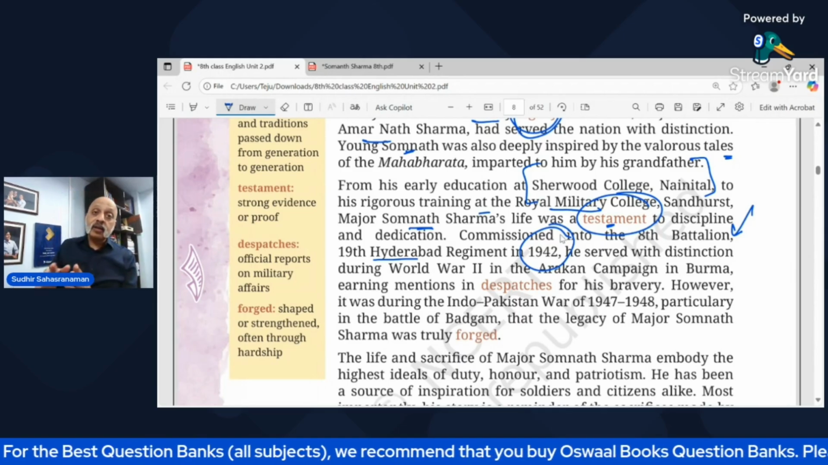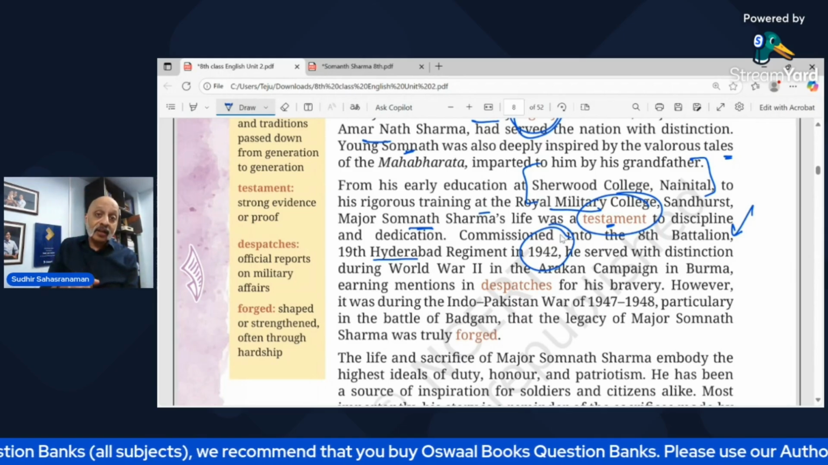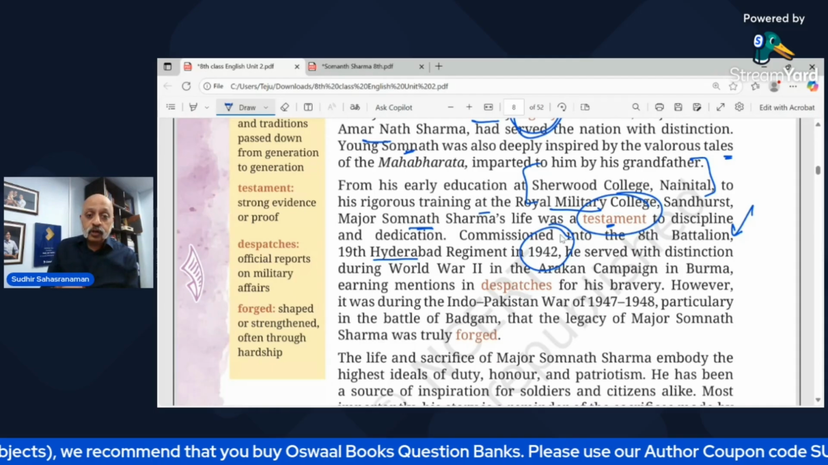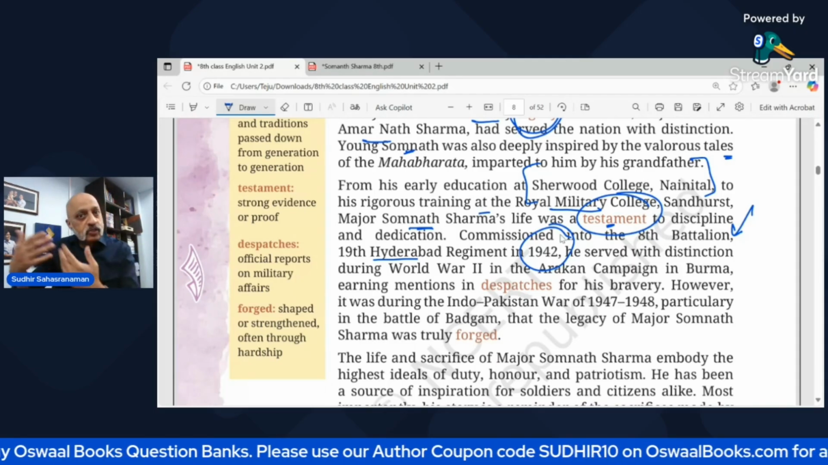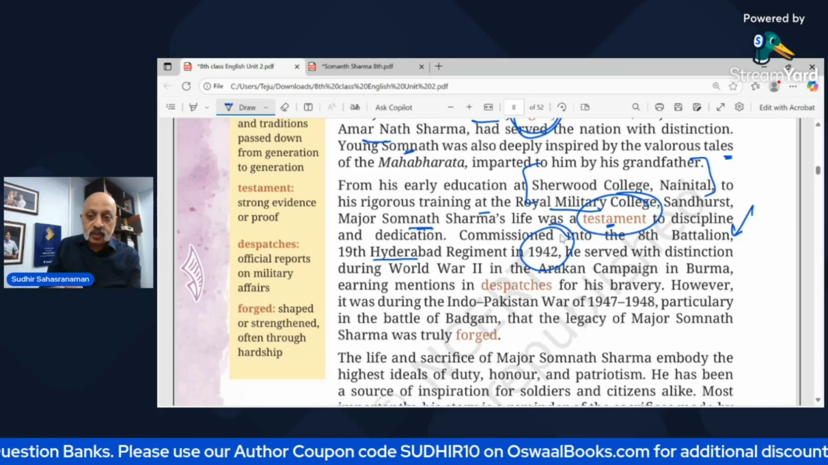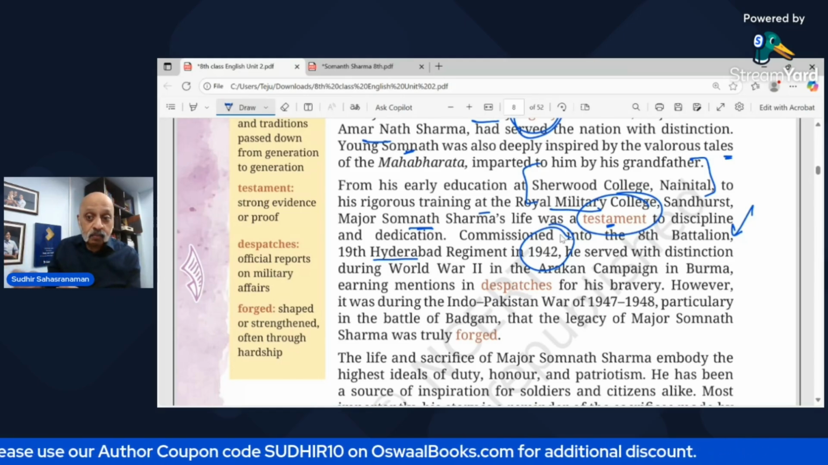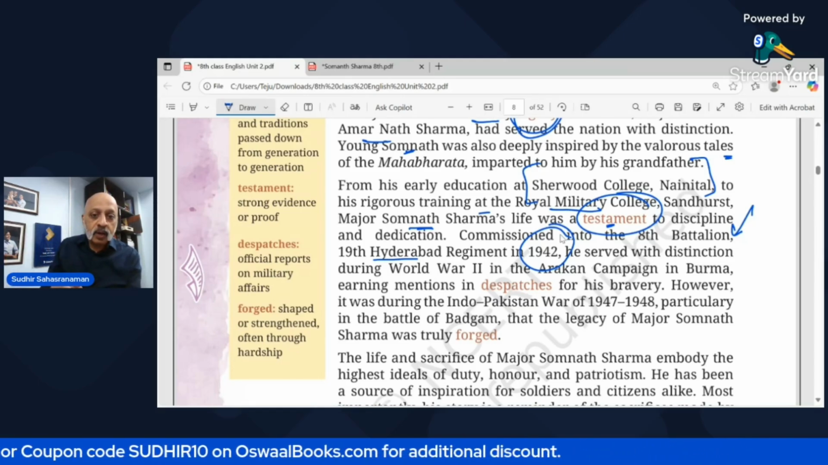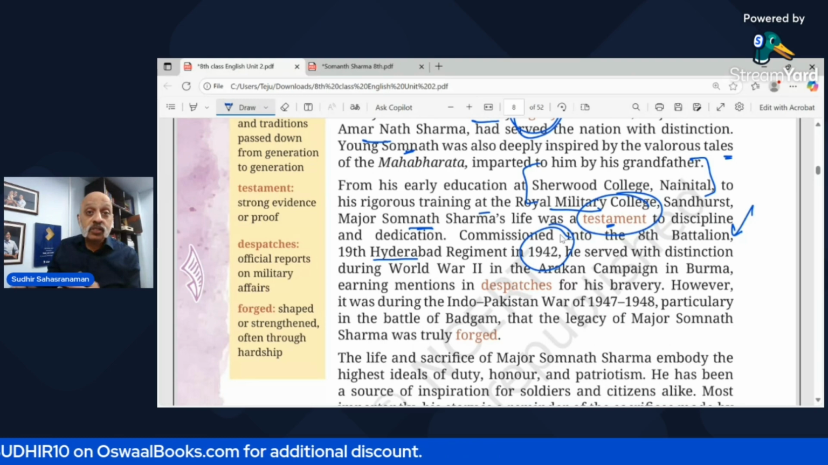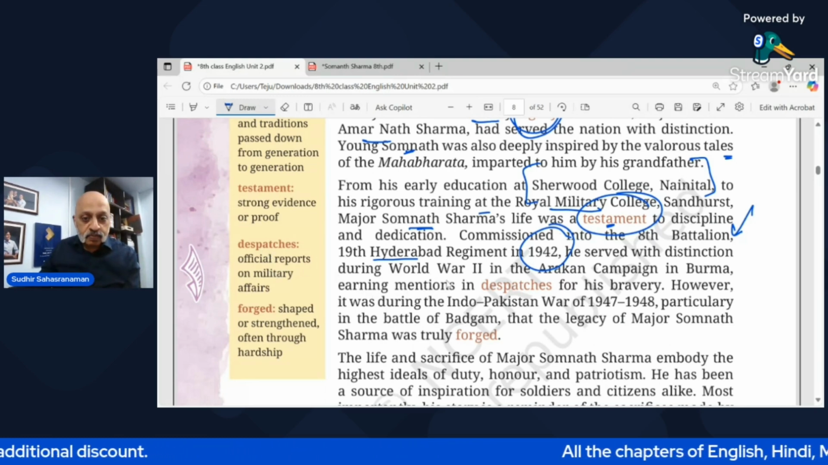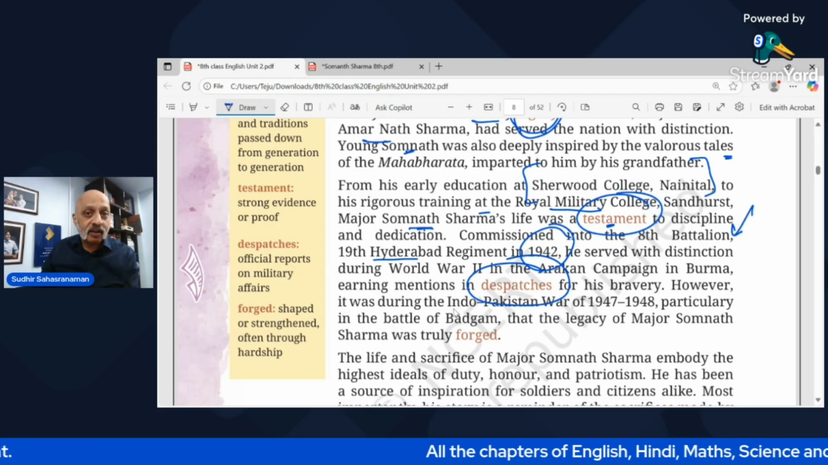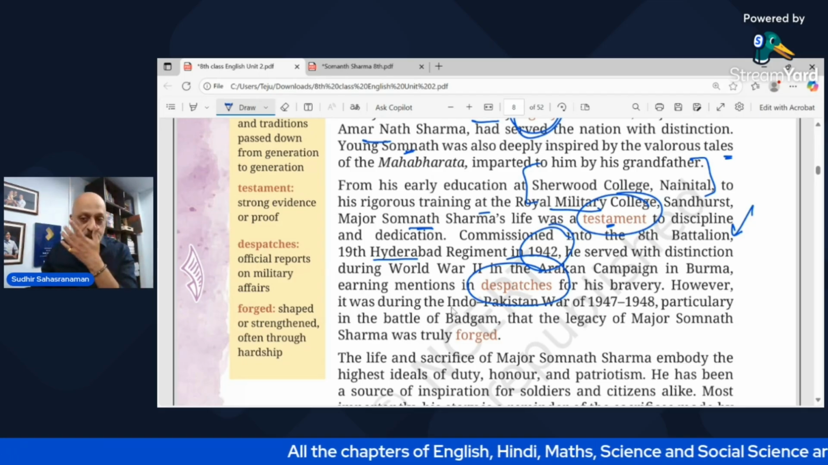So he joined the Indian Army, the 19th Hyderabad Regiment in 1942, and he served during World War II. The Second World War, obviously, we will be fighting on behalf of Britain in Burma, in today's Myanmar, then called Burma. And then also he was recognized for his bravery. Dispatches means official reports on military affairs. The army sends regular dispatches.